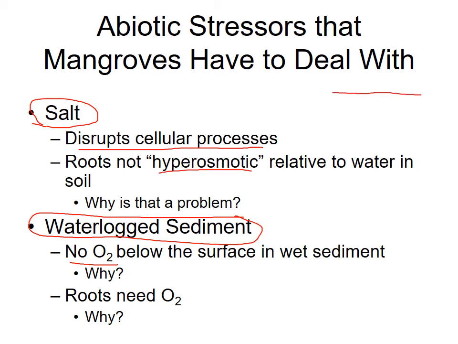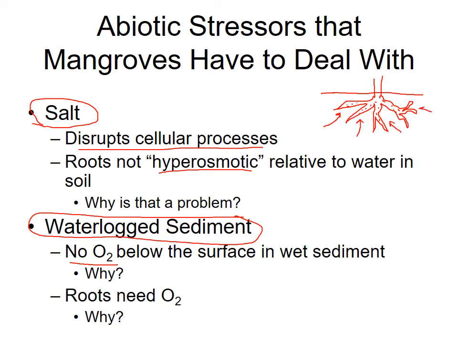So let's see, here's some soil, here's a tree trunk, and here's roots in the soil, and some roots here. In normal soil, the roots are saltier than the water in the soil. This is what you'd see in a terrestrial tree. And so the higher salt concentration inside the roots means that water from the soil naturally flows into the roots.